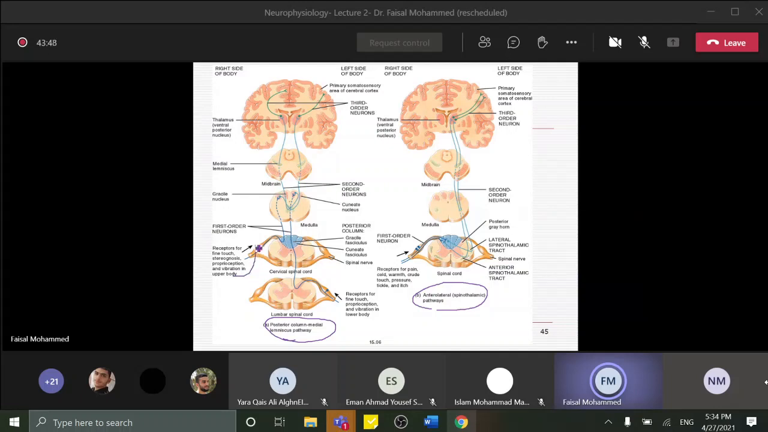You have to pay attention where they cross. Look, the dorsal column medial lemniscal pathway, they cross in the medulla oblongata. So if there is damage in one side, say the left side is damaged, the loss of sensation is ipsilateral, same side. If the crossing is above the medulla, the loss is contralateral, opposite side.